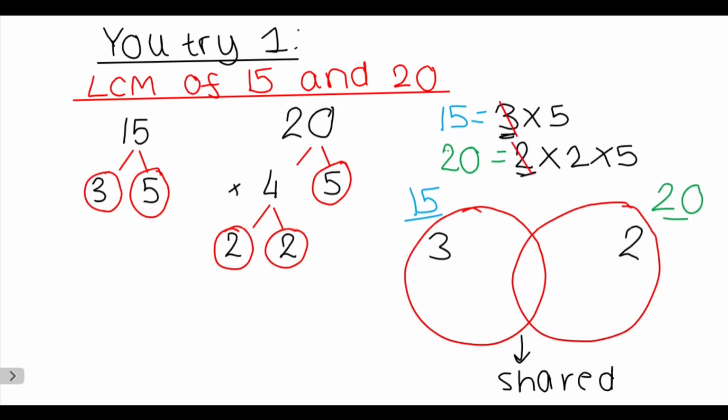Now let's look. There's a 5 in the 15s column, and there is a 5 in the 20s column. So we're going to pop that in the shared column. And then we're going to cross that out. And now there's lastly only 1, 2 left in the 20s column. So we're just going to pop that into the 20s column.